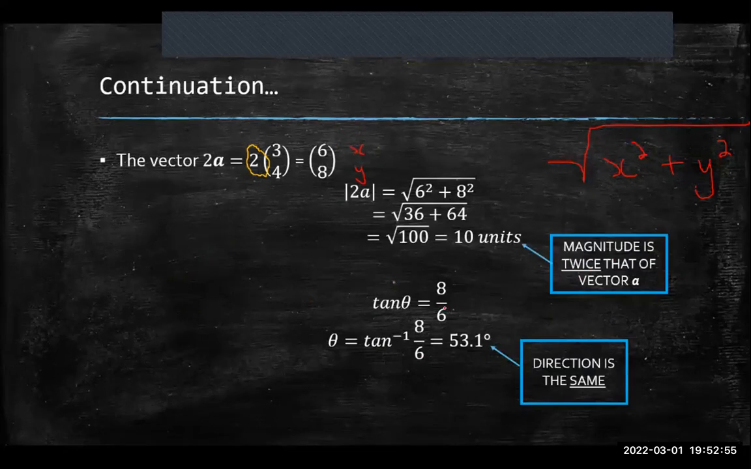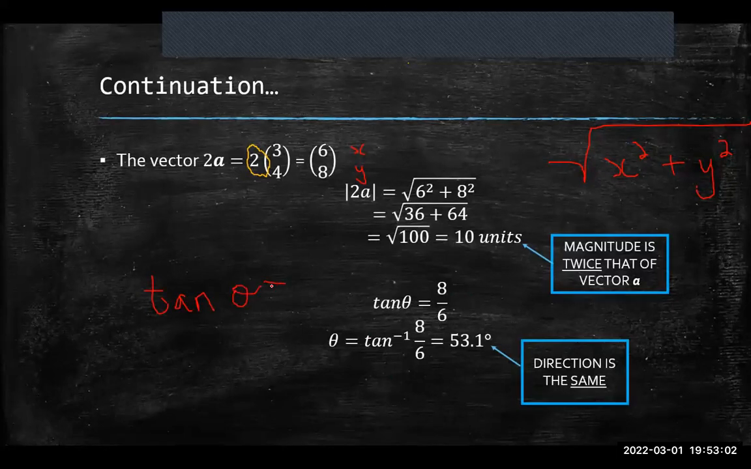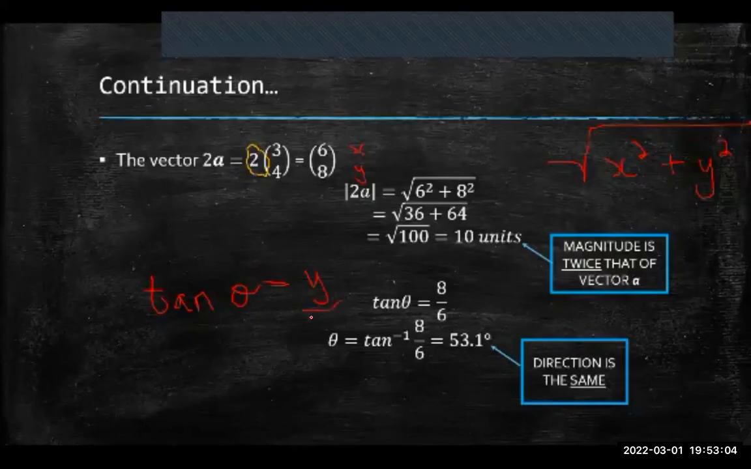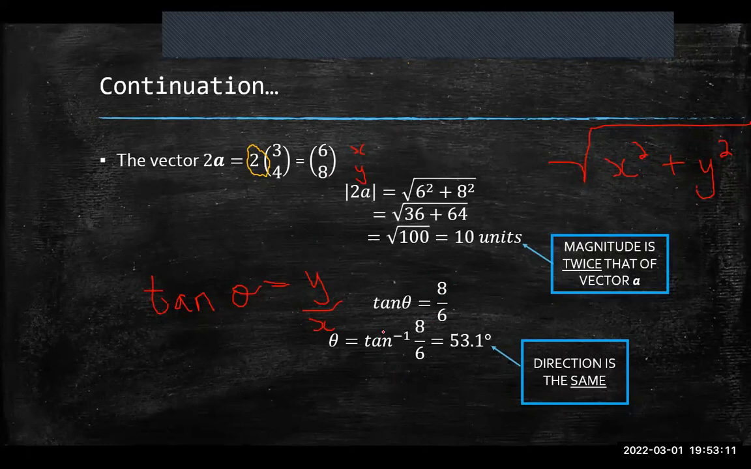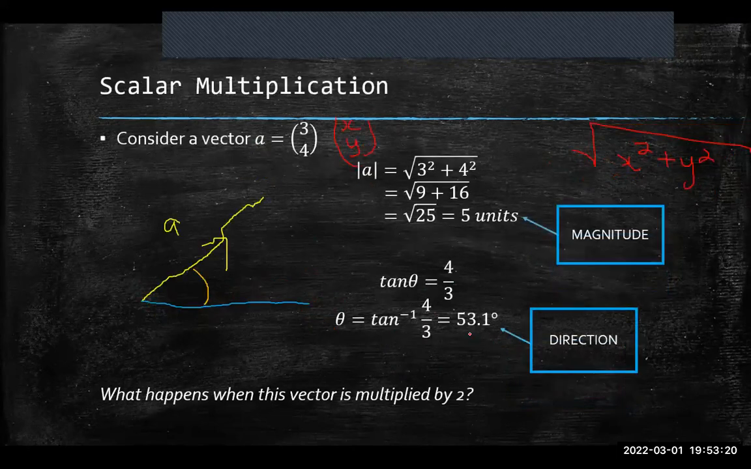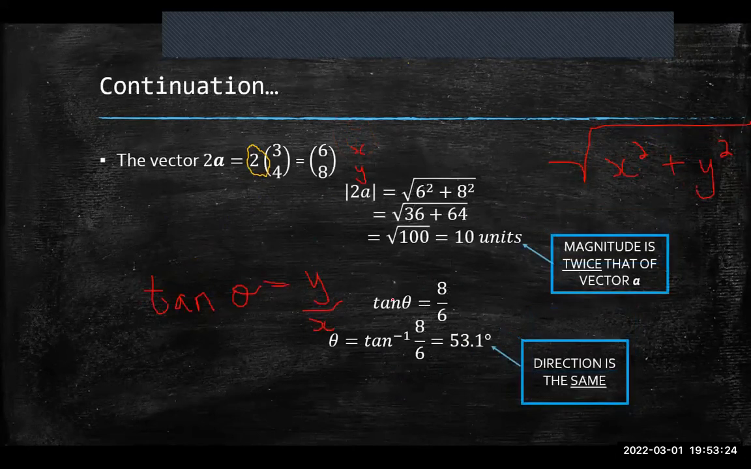If I ask you to find the direction now, you use the same formula: tan theta is equal to y on x. Y is my bottom value, so that's 8. X, the top value, is 6. Tan inverse of 8 on 6 would also give me 53.1 degrees. Notice, it's the same direction. 53.1 for my vector A, and also 53.1 for my vector 2A.